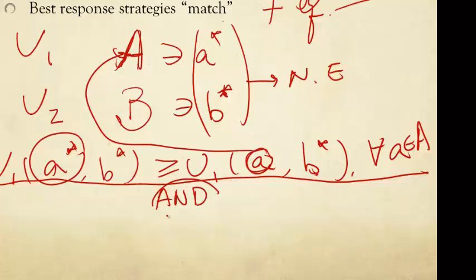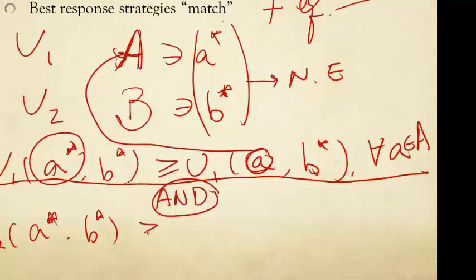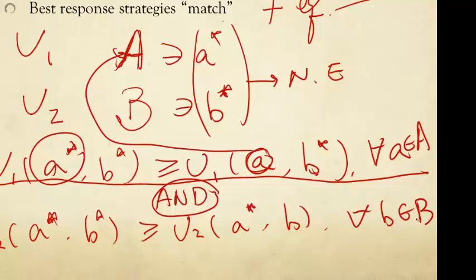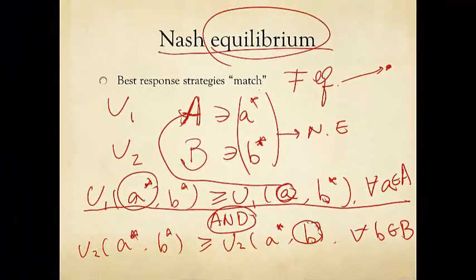And that's the key word. And at the same time, the other user feels the same way. U2 at this A star, B star is no smaller than the utility for user 2 if A star remains there and B is free to be chosen anywhere in the set. So this B can be any point in the set. Doesn't matter. What it says is that for user 2, again, I have no unilateral incentive to move away from B star. If the other player sticks to A star, I'm going to stick to B star.